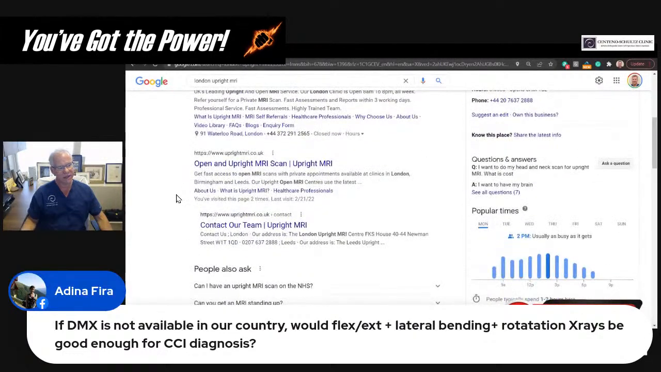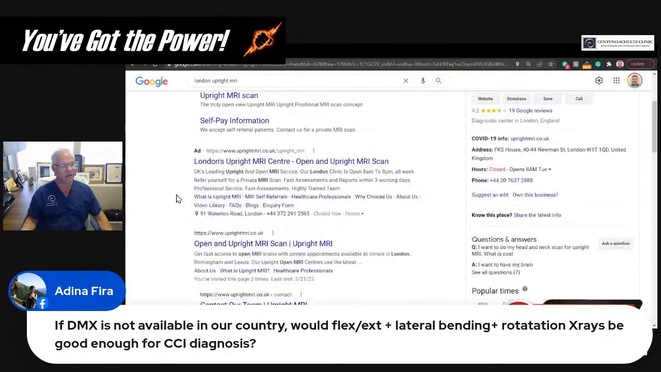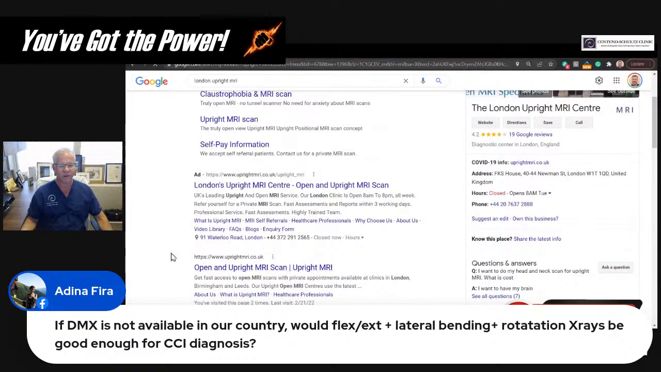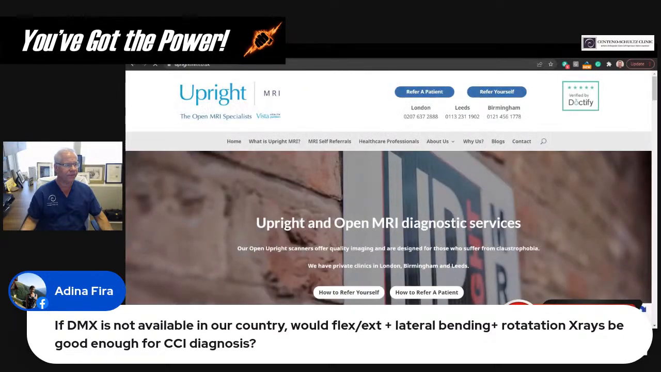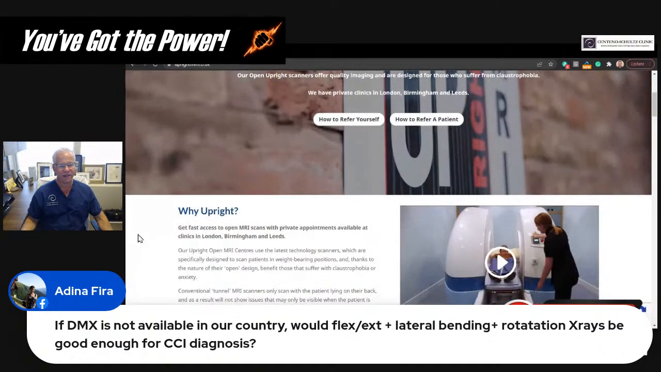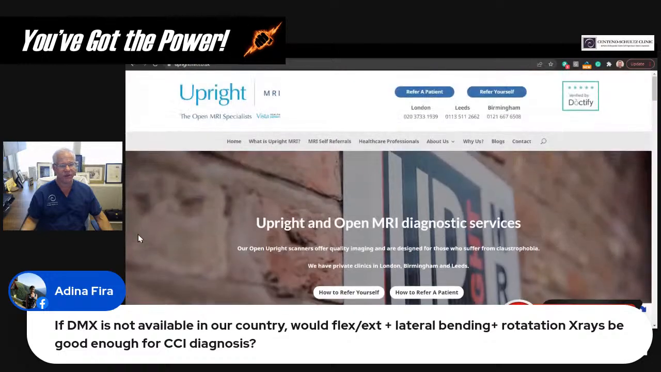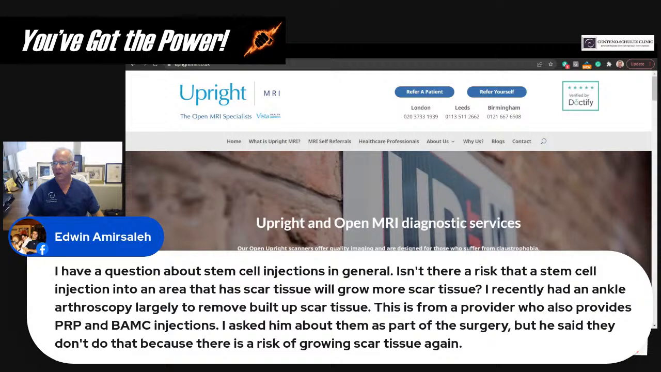I believe this is it, but I'm not 100% sure. So I believe this is the one we've sent patients to in the past. So that's another thing to consider, is getting an upright MRI, whether in your country or in the UK.